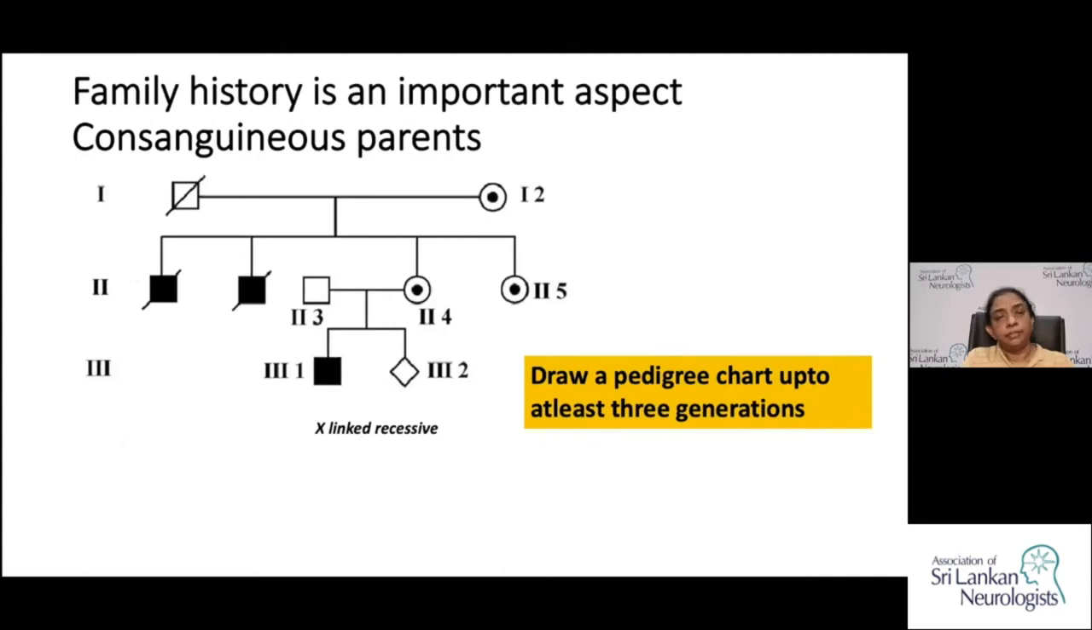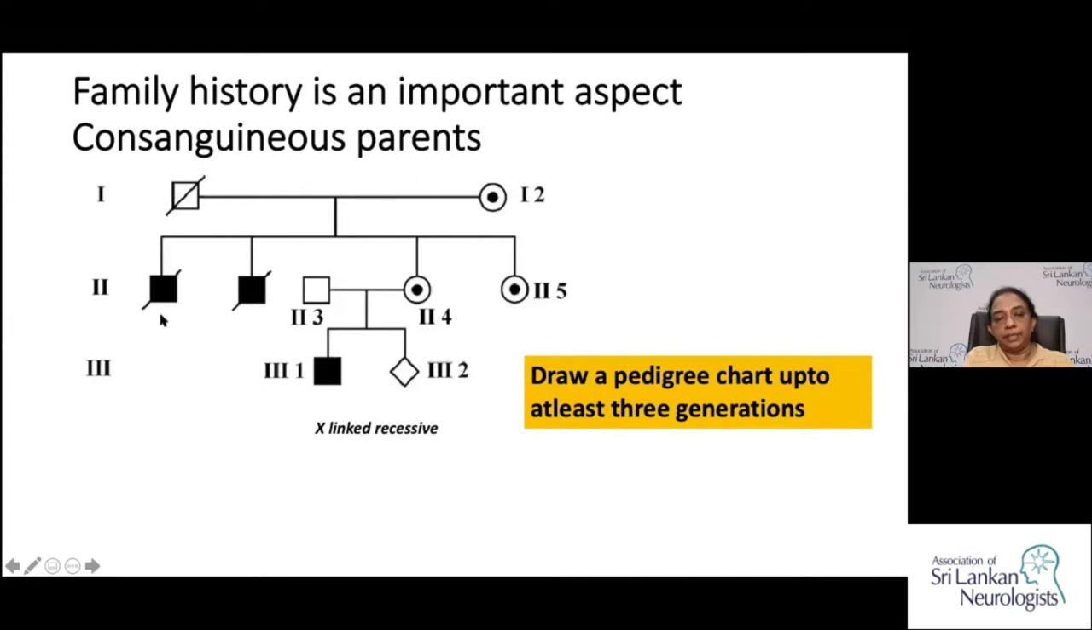So I want to highlight here that family history is an important aspect because we are dealing with genetics. And consanguinity is an important thing that we need to get, because a lot of these myopathies can manifest as autosomal dominant, autosomal recessive, X-linked recessive manners. So if I just show you this pedigree, this is a pedigree up to three generations. So it is beneficial if you get a pedigree up to at least three generations. If you could get more, that would be more beneficial, but at least up to three generations. So if you can see here, this is a carrier. A female is a carrier, and the males are affected.